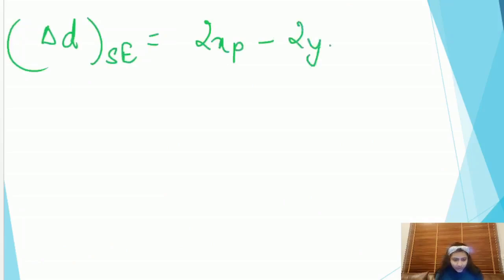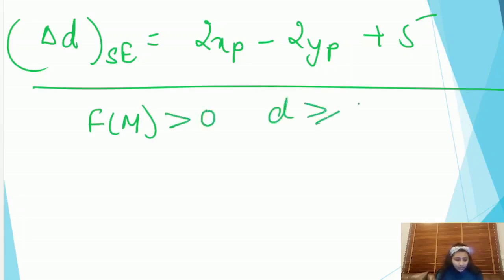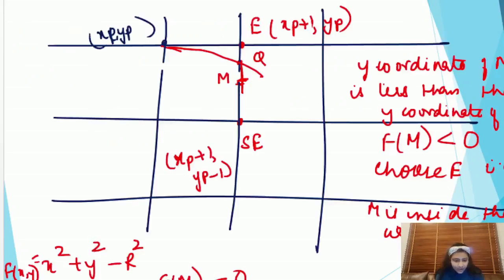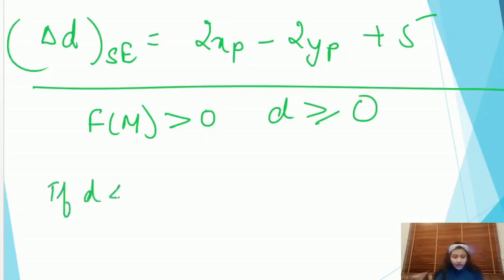Twice of xp minus twice of yp plus 5. So this is when the value of the midpoint was greater than 0, or we can say the value of D is greater than or equal to 0. This is what we have seen over here, that when the value is greater than 0, in that case we choose southeast as our pixel. That is, M is outside the circle in that case. When the value of D is less than 0, in that case we choose east as our pixel.